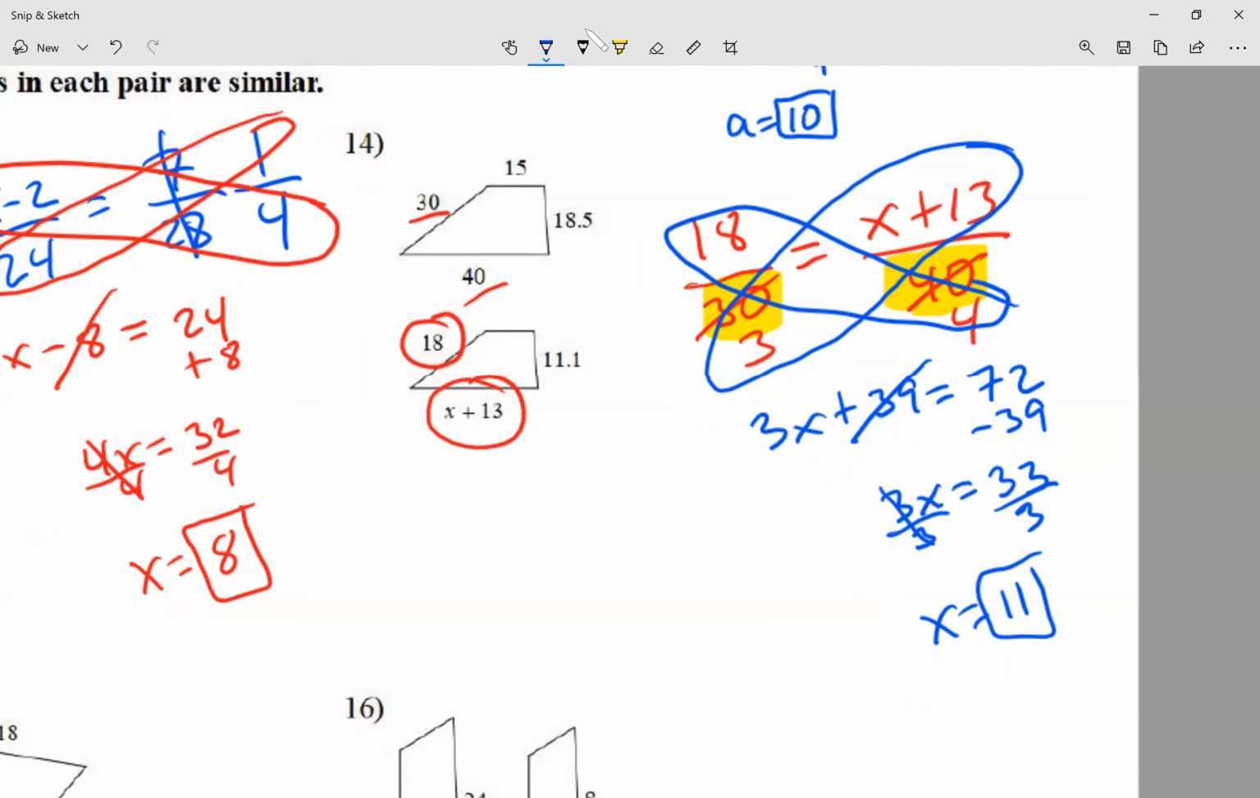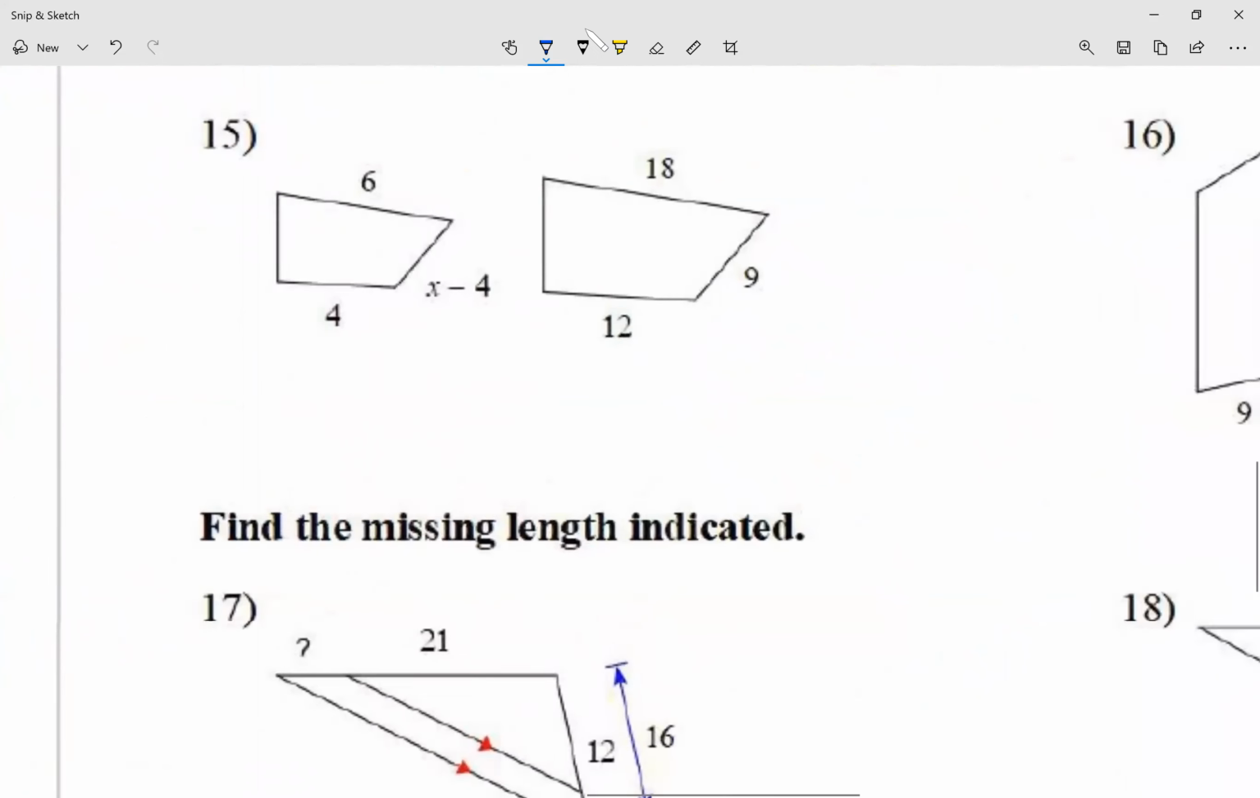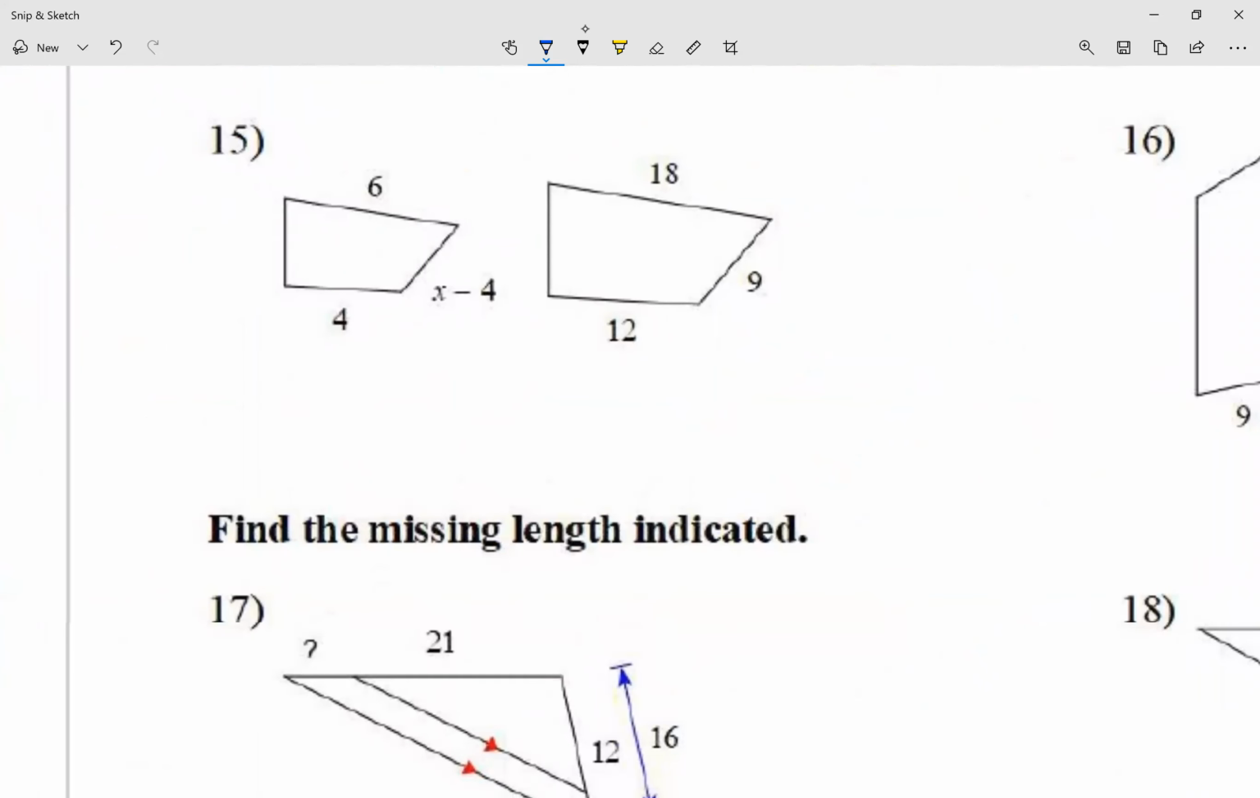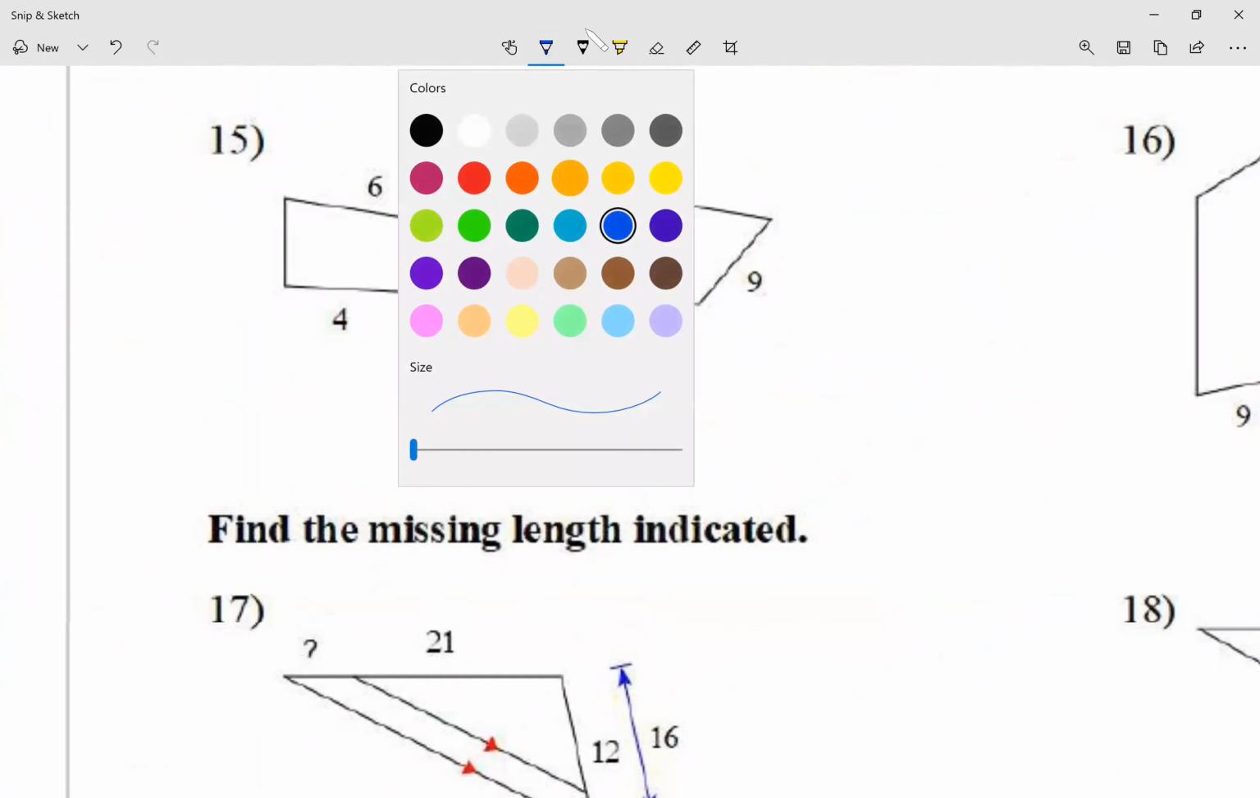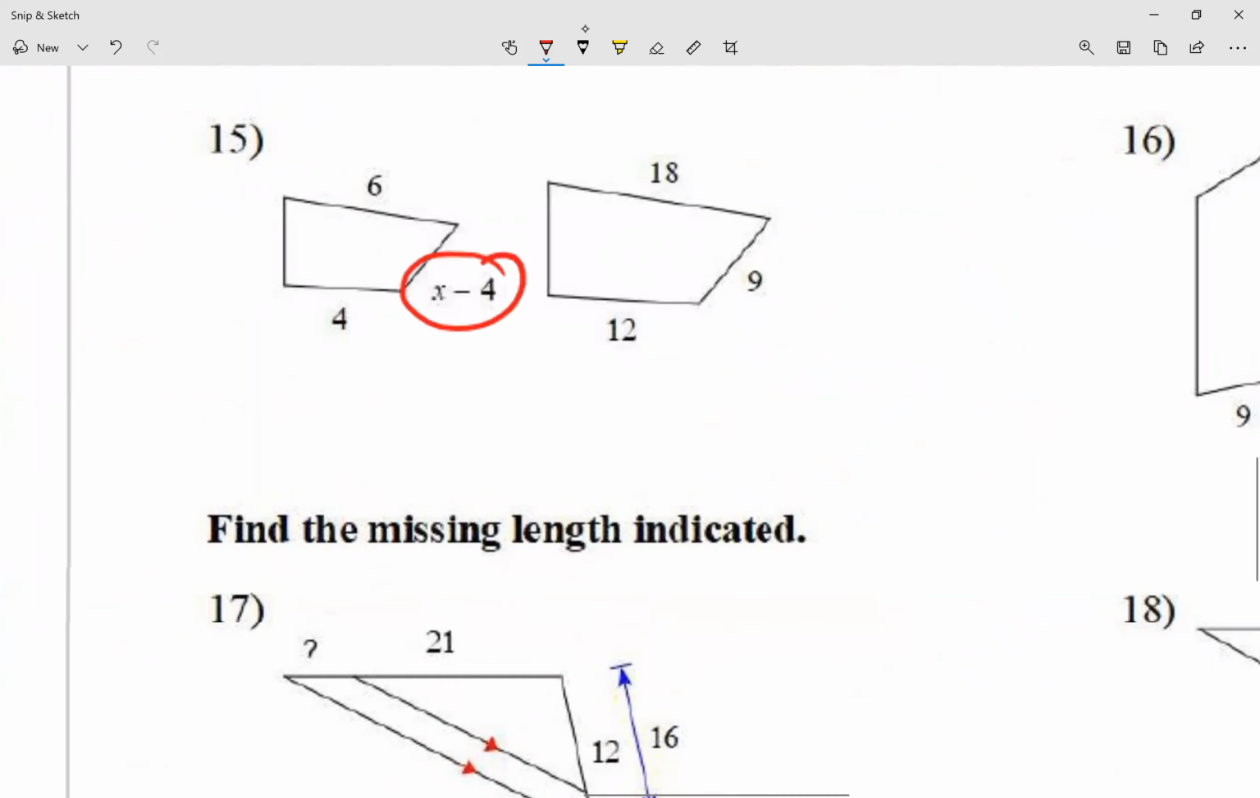All right, two more questions. Let's take a look at number 15. I'm going to use the x minus 4, which is corresponding with 9. And I could use the 4, which is corresponding with 12. We can also use 6 corresponding to 18. That's fine, we could also use that. Any values work, as long as you know two from one polygon and the corresponding parts on the other.